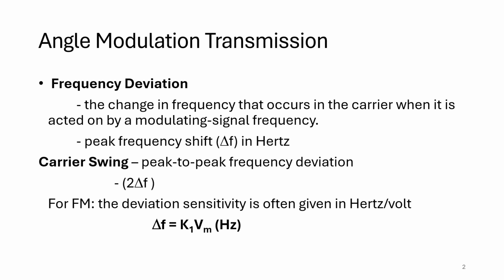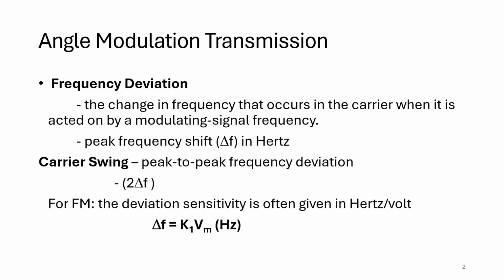Okay, so we have here the frequency deviation. When we say frequency deviation, this is the change in frequency that occurs in the carrier when it is acted on by a modulating signal frequency. This is also called peak frequency shift, or delta F, and the unit is in hertz.